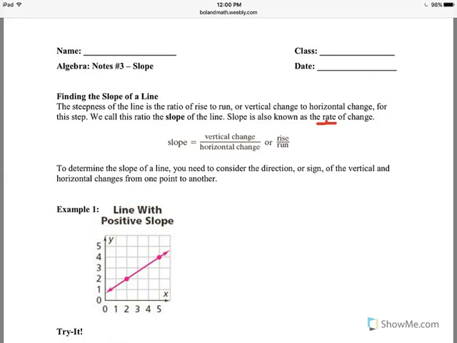The slope is the vertical change over the horizontal change. There's also a formula for slope: m equals y2 minus y1 over x2 minus x1. Those subscripts just tell you which coordinate you're looking at. You take two coordinates and subtract them from one another. That's how you calculate the slope.